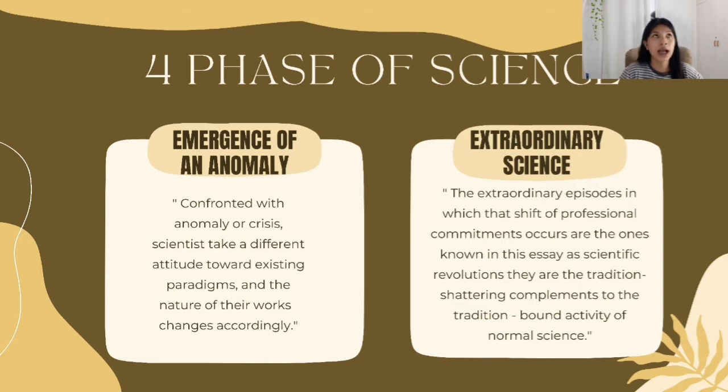This thinking outside the box brings us to the next and last phase, which we call extraordinary science. "Extraordinary science is where the shifts of professional commitments occur, the ones known in this essay as scientific revolutions. They are the tradition-shattering complements to the tradition-bound activity of normal science."